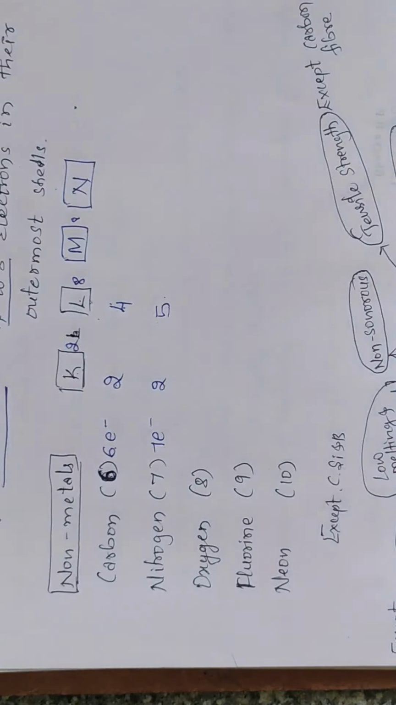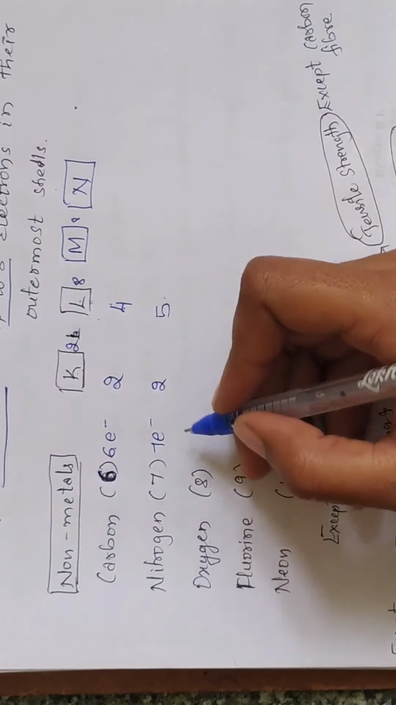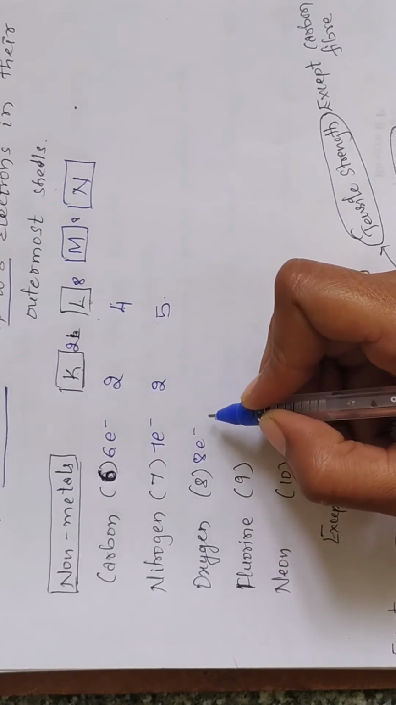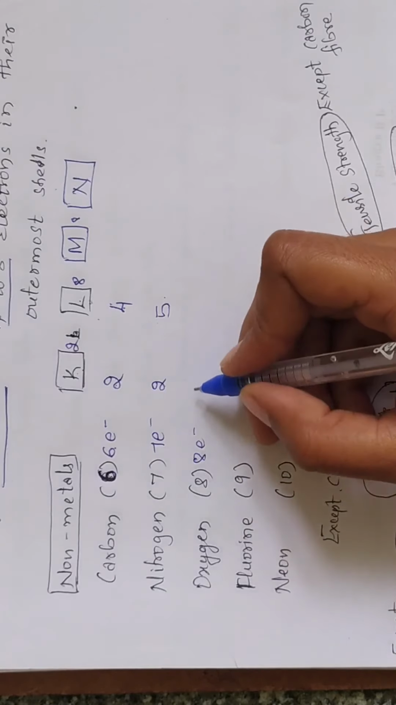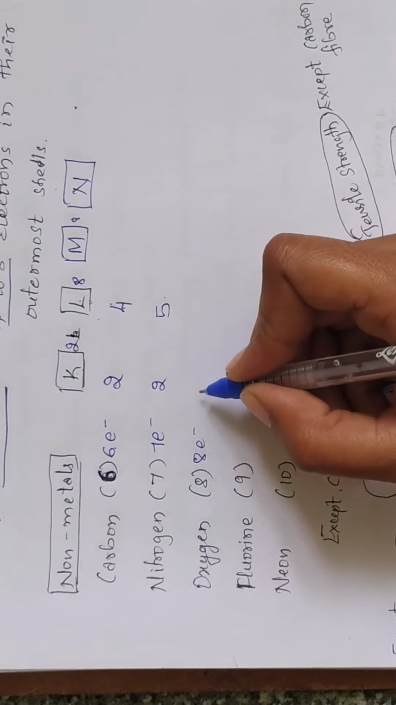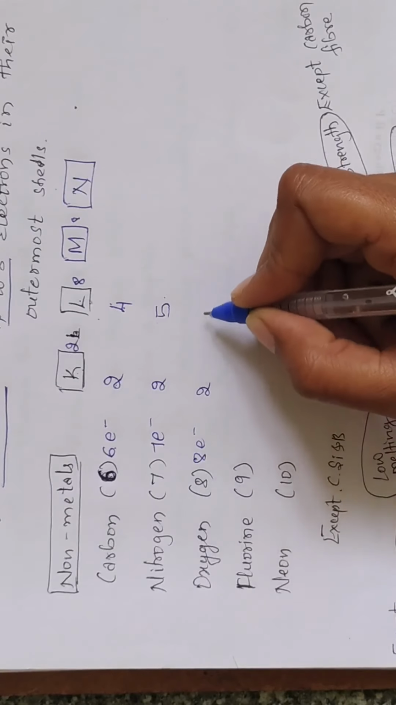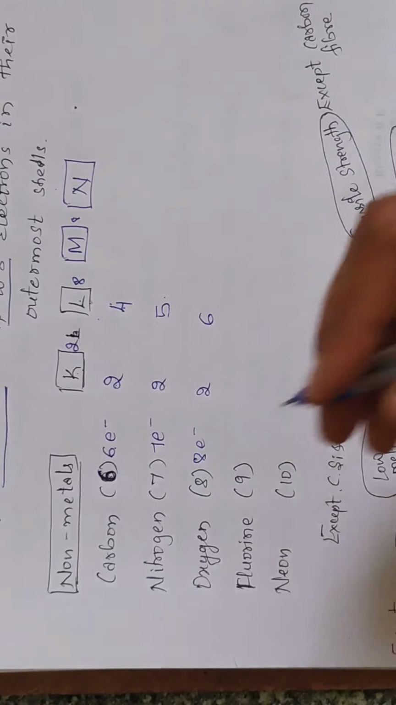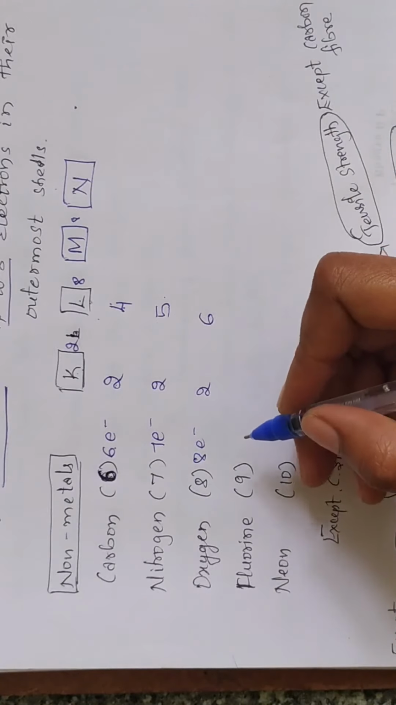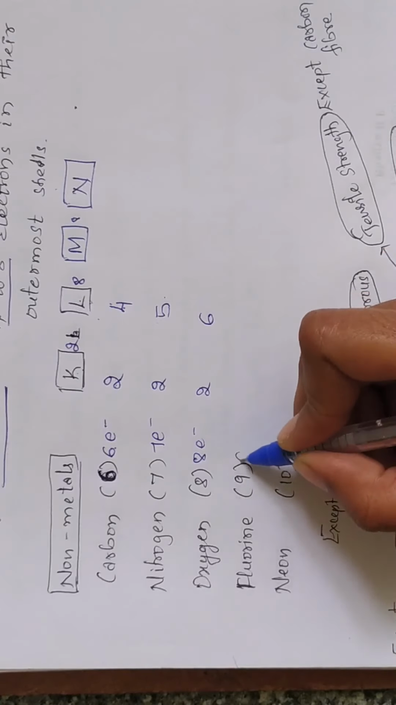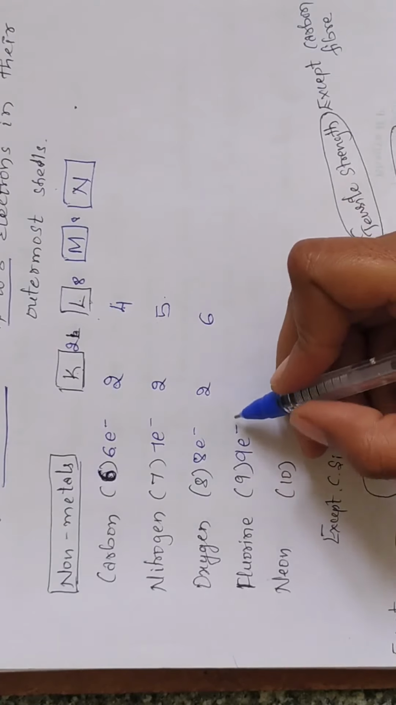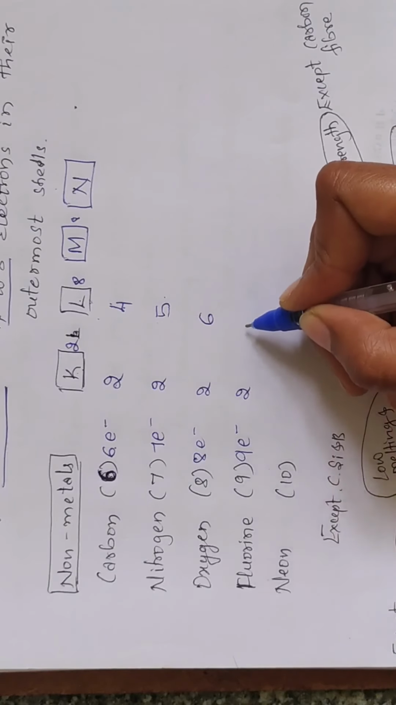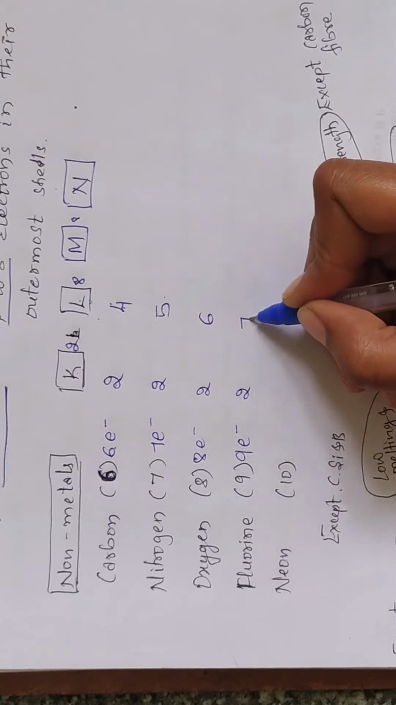See here, next we will see oxygen. The atomic number of oxygen is 8. It has 8 electrons. Among the 8 electrons, 2 are placed in the K shell and the remaining 6 in the L shell. The next element is fluorine. Its atomic number is 9. It has 9 electrons. Among the 9 electrons, 2 are placed in the K shell and the remaining 7 in the L shell.